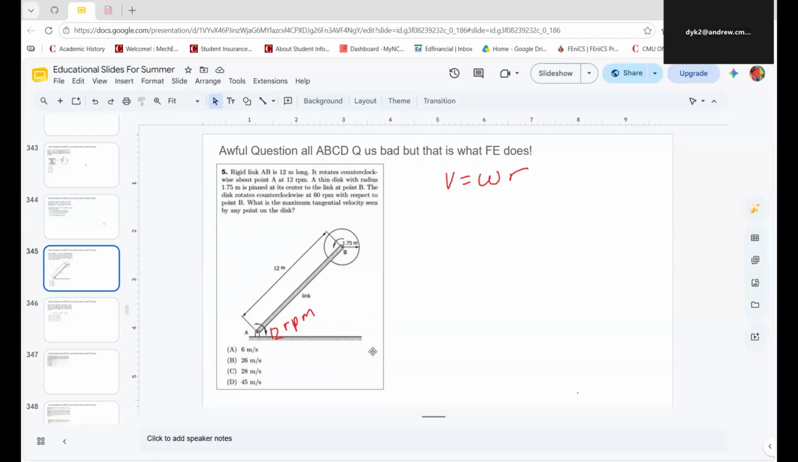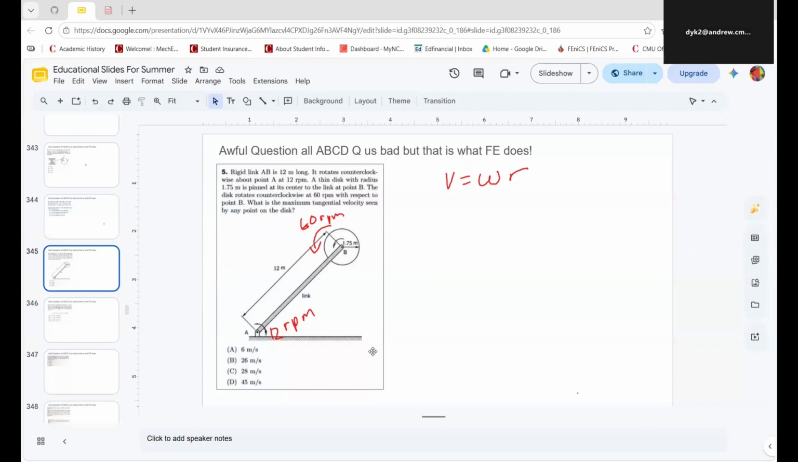A thin disc with a radius of 1.75 is pinned at the center of the link B. The disc rotates counterclockwise at 60 RPM. With respect to point B, what's the maximum tangential velocity seen by any point on the disk? Fair enough. There's two omegas. So here's what I'm thinking. This is clearly a relative question, right? So we first need to figure out V tangential at B over A.